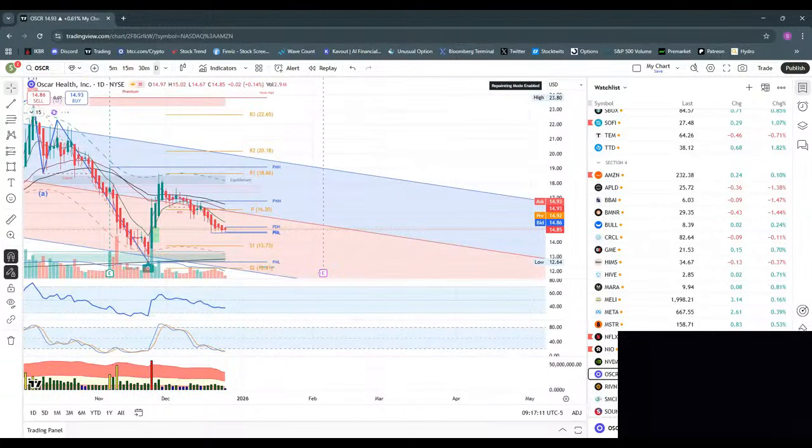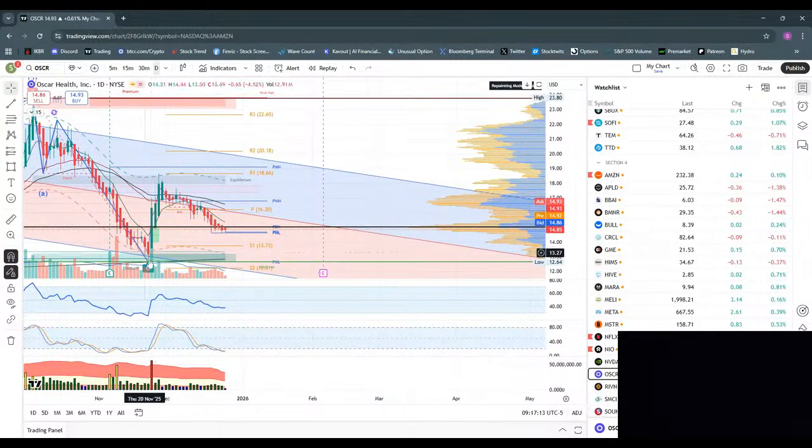Moving forward to Oscar. This is the stock where we captured this entire run right here in the month of November. After that, we were 100% sure the price would go to 14.74, and it exactly came to 14.74, a few extra cents, like 10 cents, 15 cents.